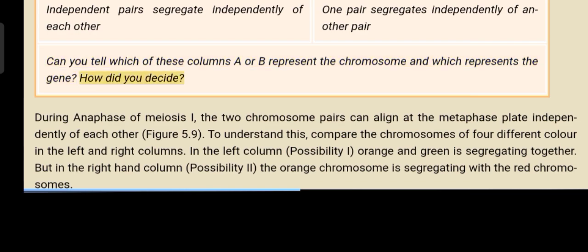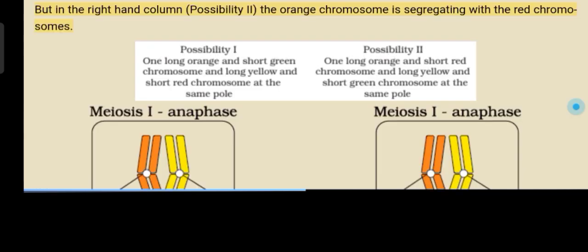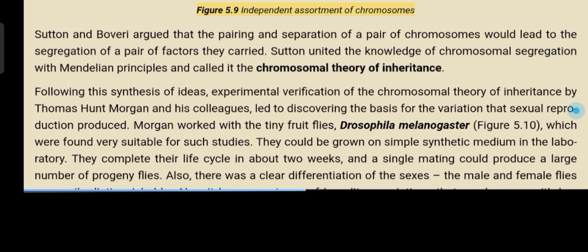How did you decide? During anaphase of meiosis, the two chromosome pairs can align at the metaphase plate independently of each other (Figure 5.9). To understand this, compare the chromosomes of 4 different colors in the left and right columns. In the left column, possibility 1, orange and green are segregating together. But in the right-hand column, possibility 2, the orange chromosome is segregating with the red chromosome. Figure 5.9: Independent assortment of chromosomes.